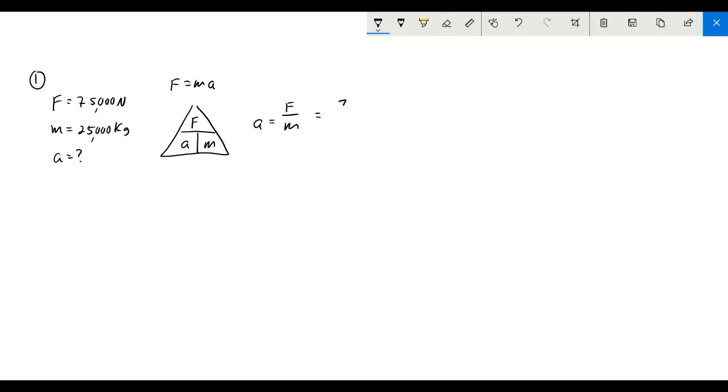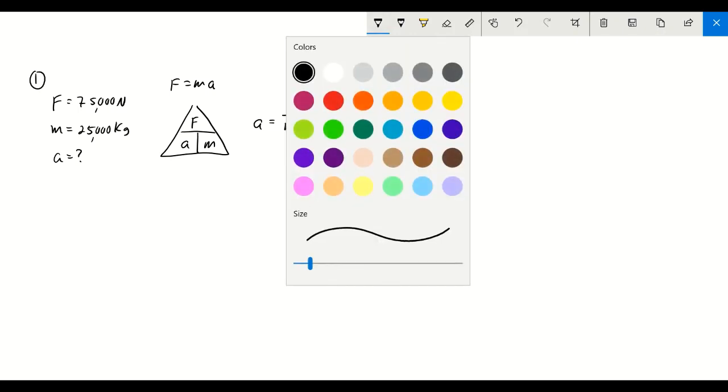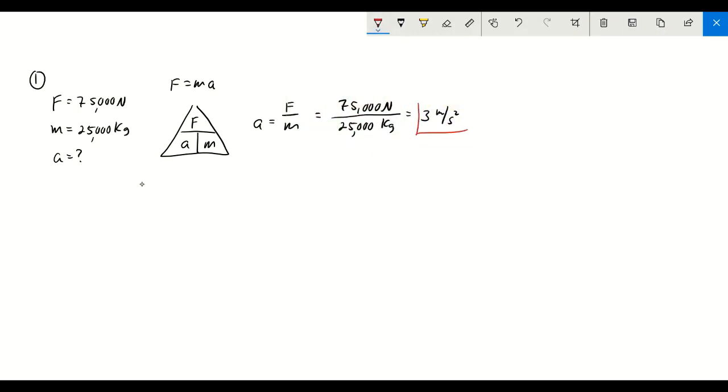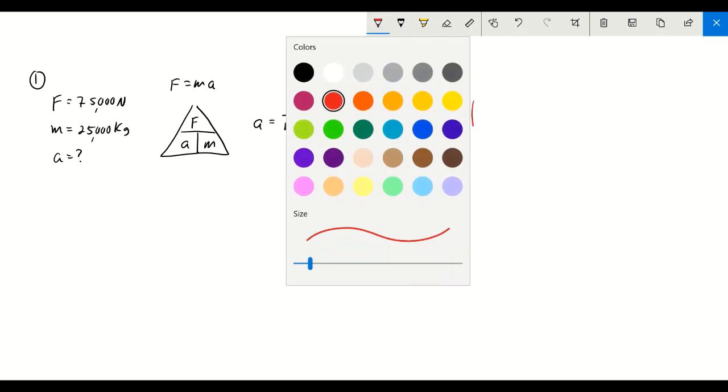So we've got our 75,000 newtons, and we divide that by our 25,000 kilograms. And we see that this is just going to give us 3. And because we're looking for acceleration, the units will be meters per second squared. So this is number 1.